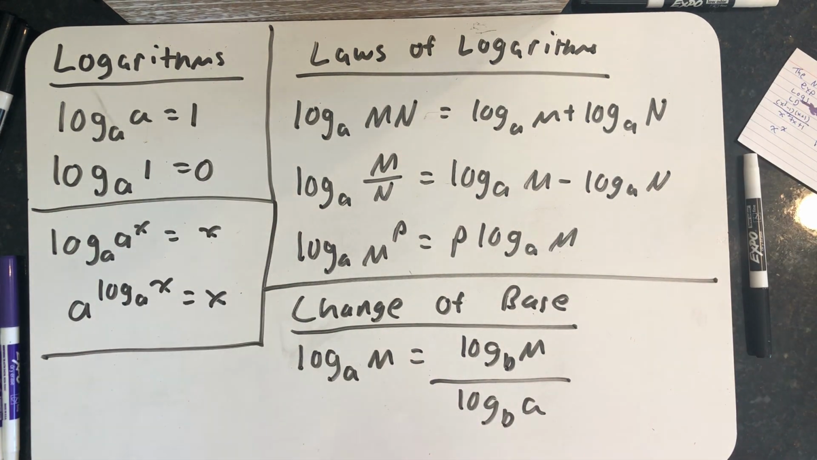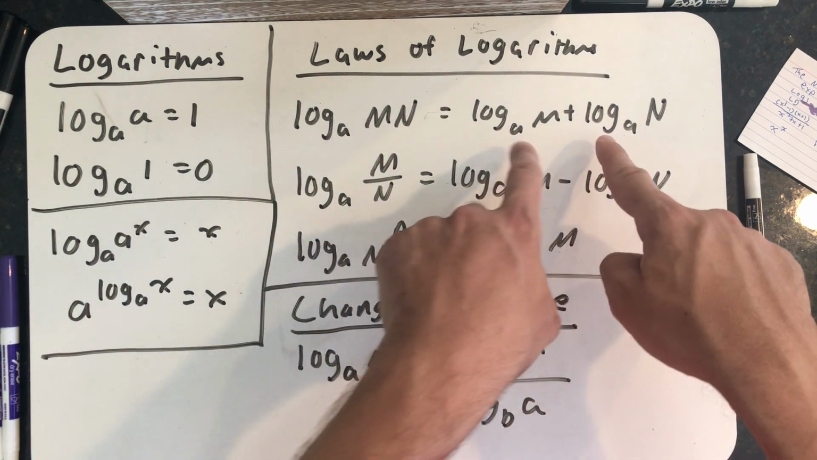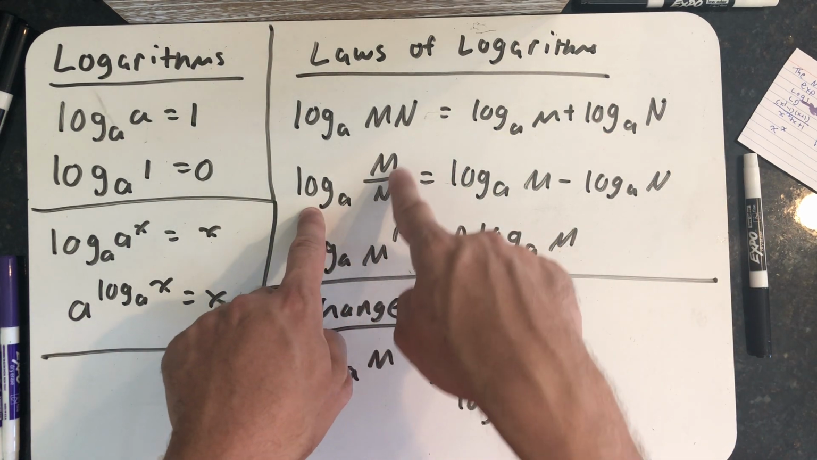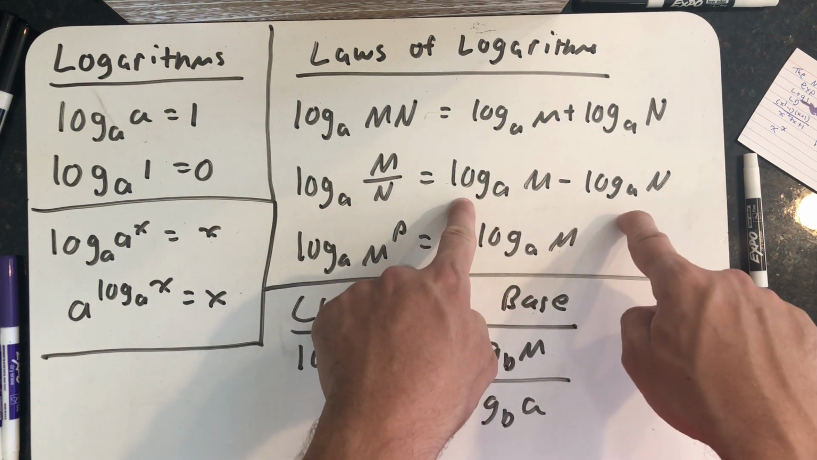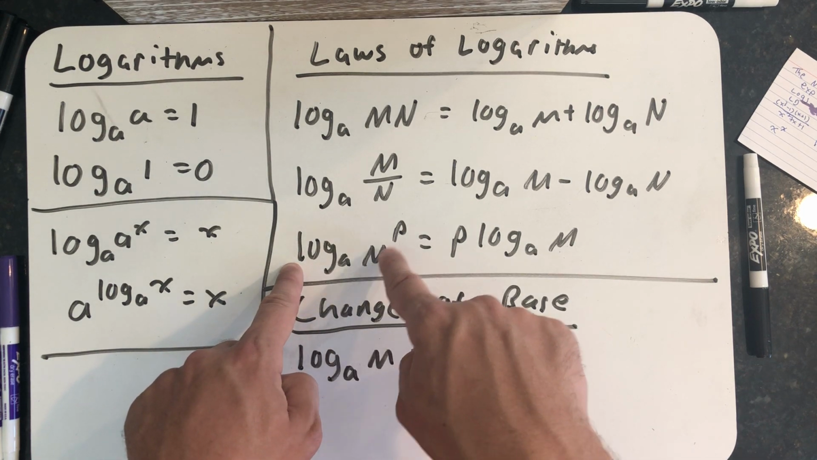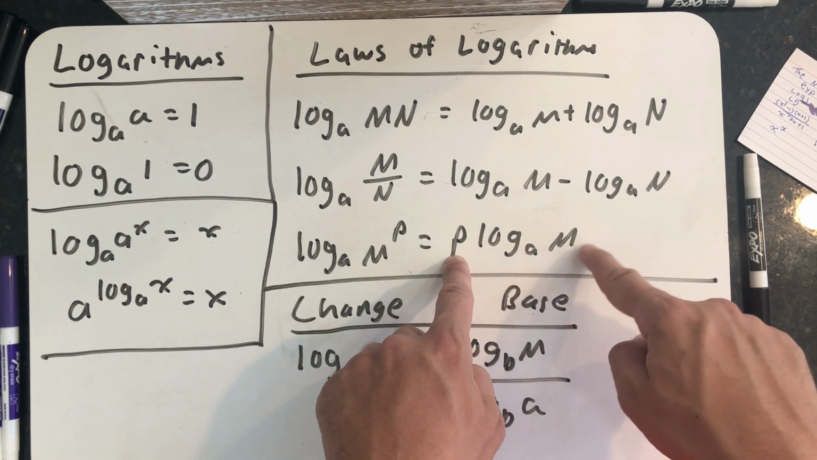Here I have the three laws of the logarithm, reminding me that if I take the logarithm of a product, I can rewrite that as the sum of logarithms. The logarithm of a quotient can be rewritten as the difference of logarithms, and the logarithm of m raised to a power can be rewritten as p times the log base a of m.